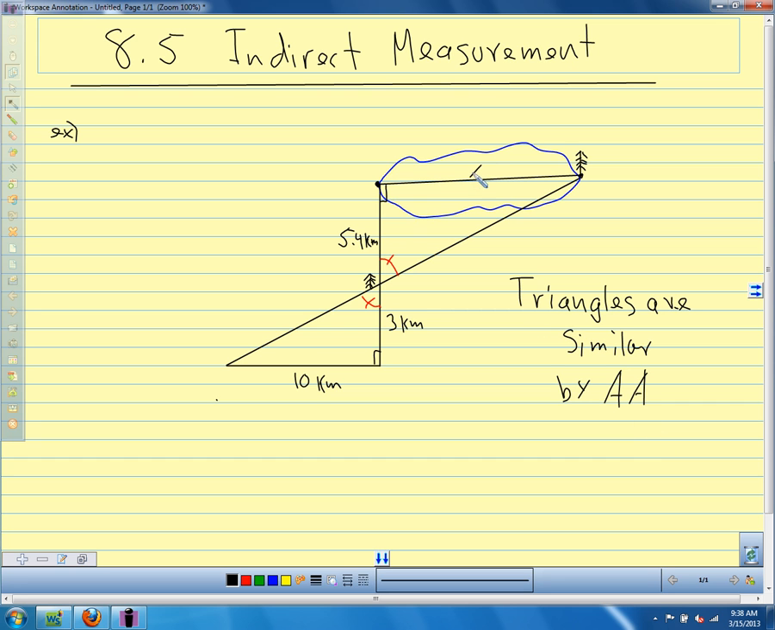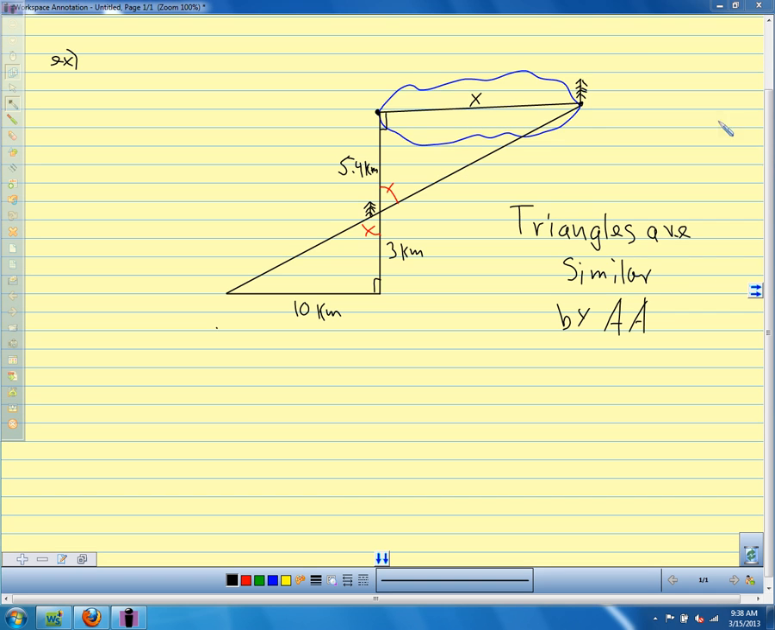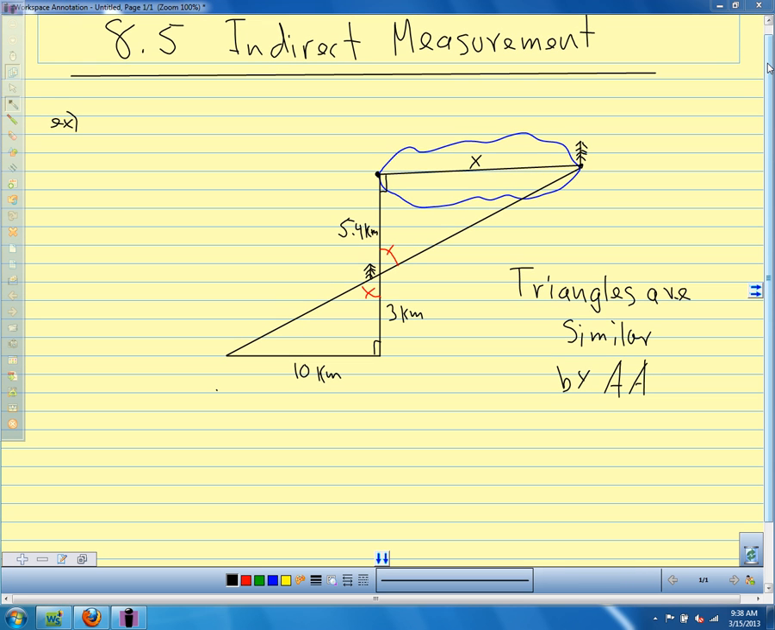And we're trying to find x here. We're trying to find the distance across the lake. So because we have similar triangles, what can we do with the sides? We know that the sides of similar triangles are proportional. So we can set up a proportion. We can make ratios of the sides, and they have to be the same.